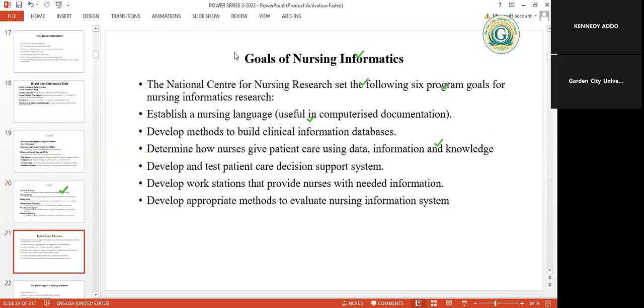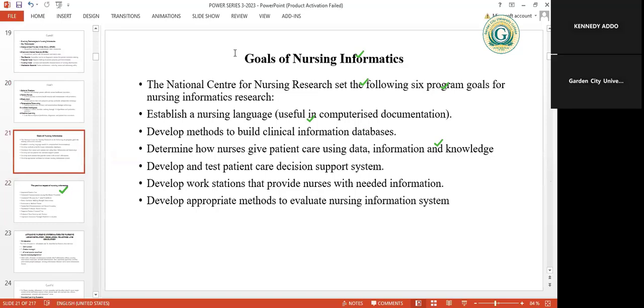Now, the goals of nursing informatics. According to the National Center for Nursing Research, they have outlined six primary goals for nursing informatics research in computerized documentation. And that is why the NMC needs to make sure that all practicing nurses do nursing informatics to have the required competencies.